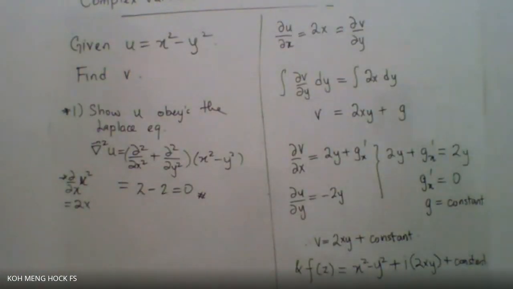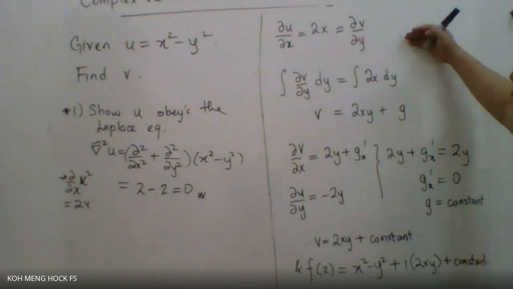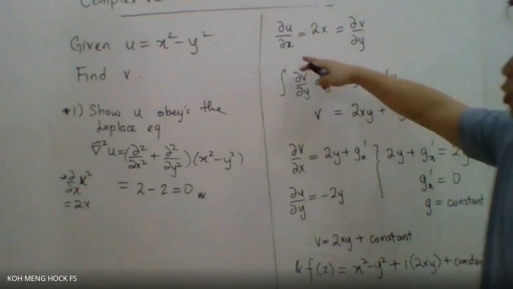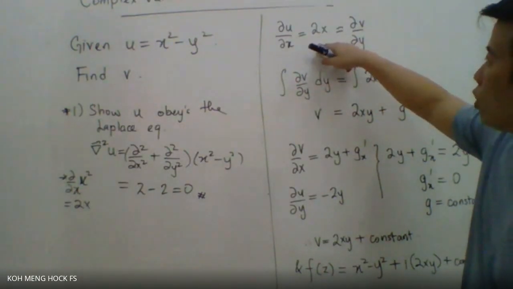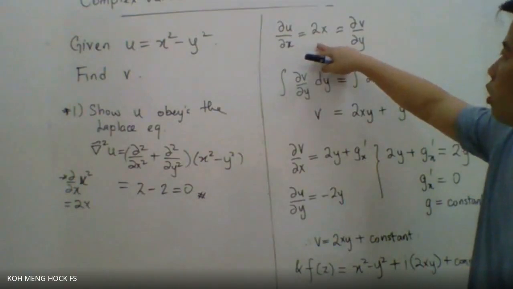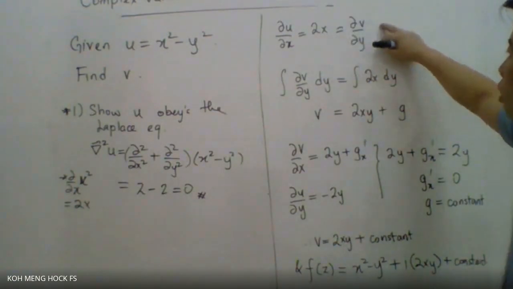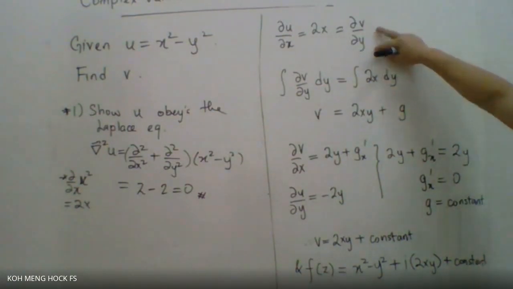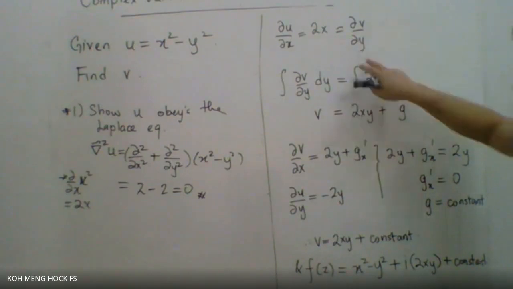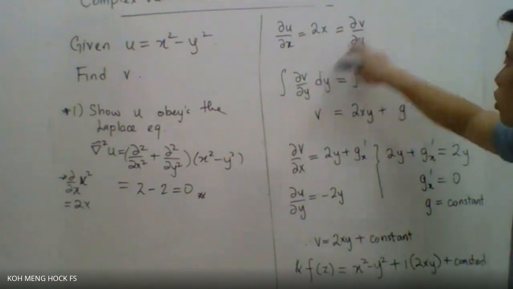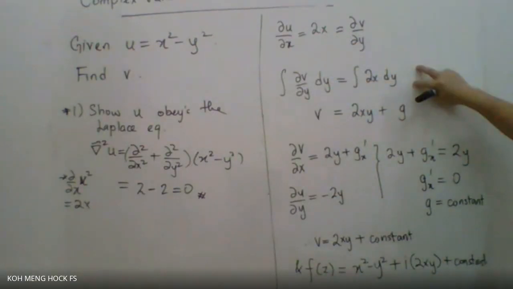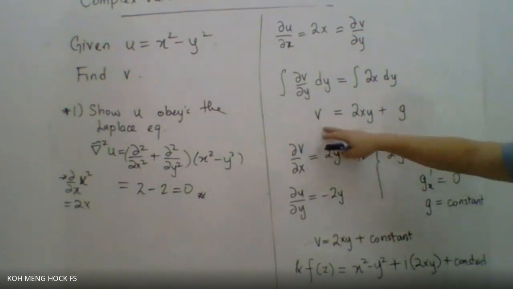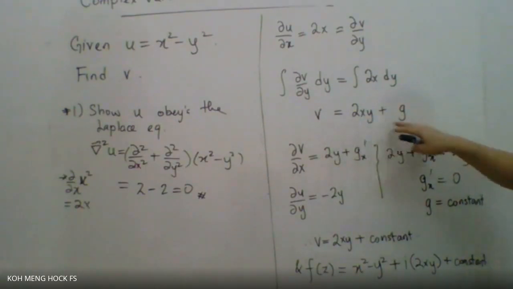And now this is the starting point where I try to find v. I take the partial derivative of u with respect to x, and this is going to be 2x. Using the Cauchy-Riemann condition, this equals the partial derivative of v with respect to y. I rearrange this and integrate over y, and here I have v equals 2xy plus g.